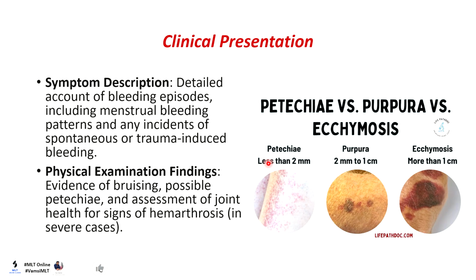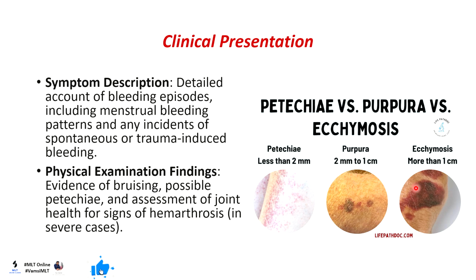Clinical presentations. The clinical presentations include a detailed account of bleeding episodes, including menstrual bleeding, and incidence of spontaneous trauma has been seen. This patient has also been observed for the presence of petechiae, purpura, and ecchymosis. So what are these three? These are the rashes we see on the skin due to bleeding under the skin. Due to internal bleeding, we can see either petechiae, purpura, or ecchymosis.